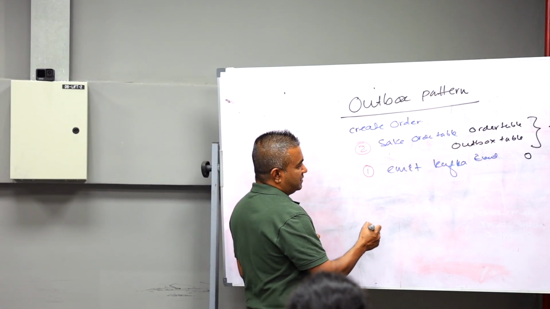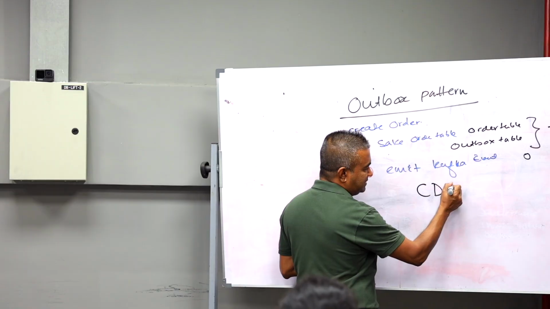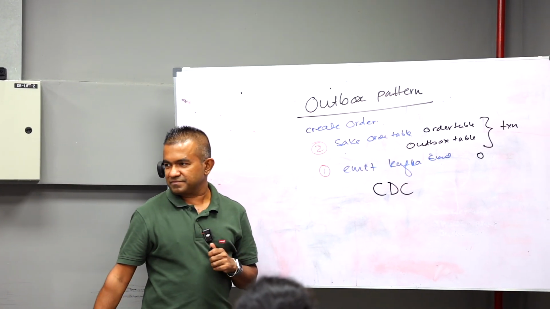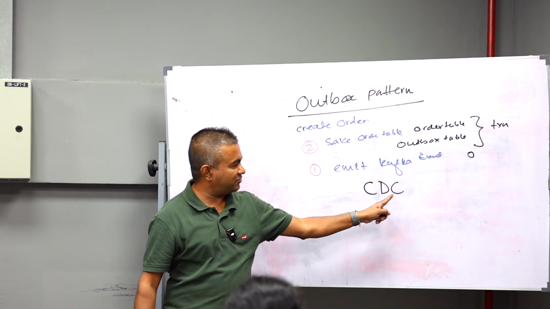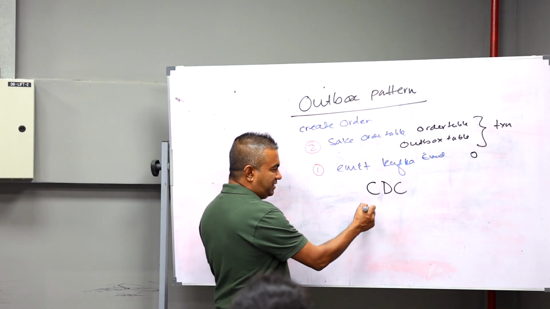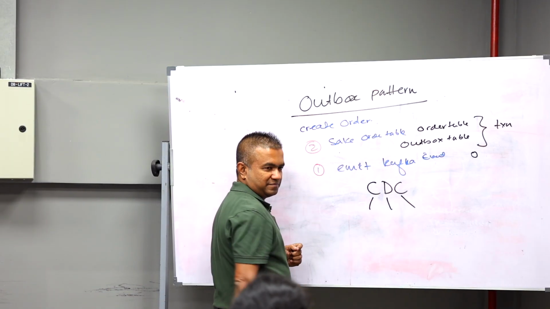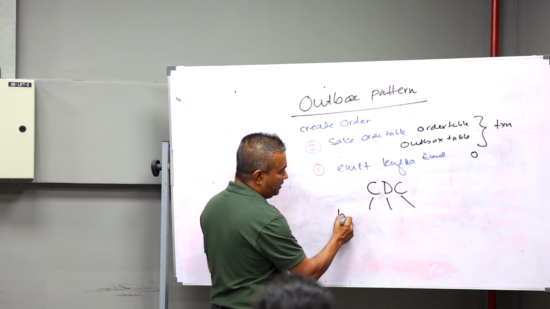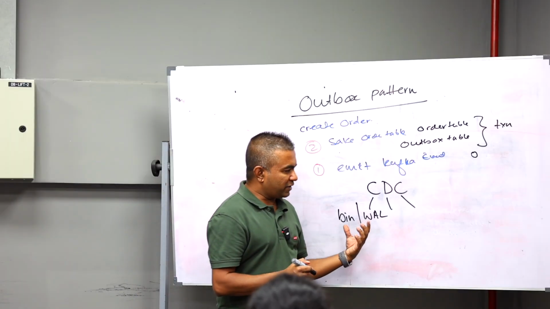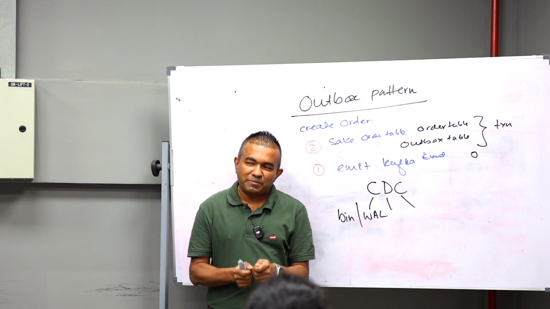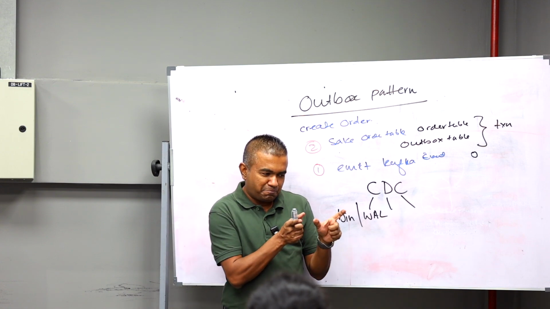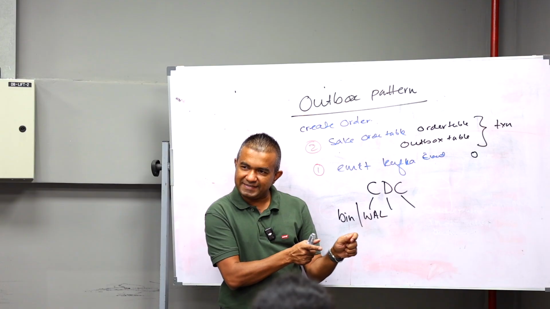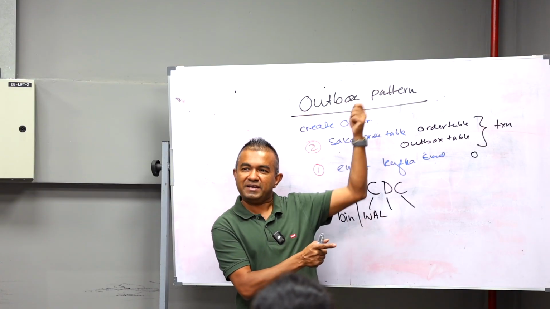To avoid this, we use a technique called CDC, right? Not the disease control, right? CDC, that means change data capture. What it means, we have something called bin log and WAL log. WAL means write ahead logs, right? What we do is, we tell the database itself, in this particular table, when data changes, you emit an event.